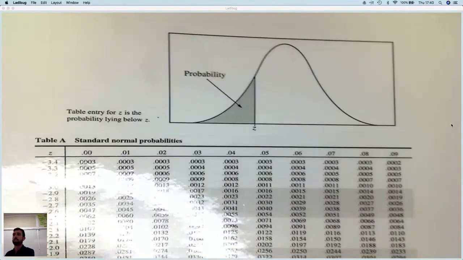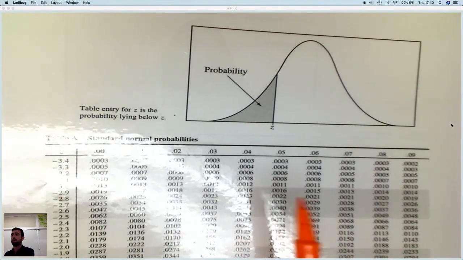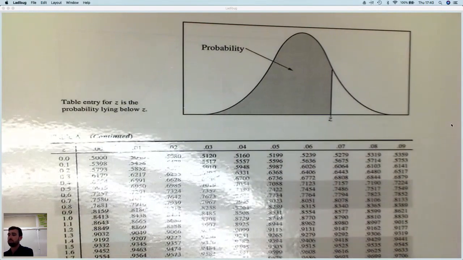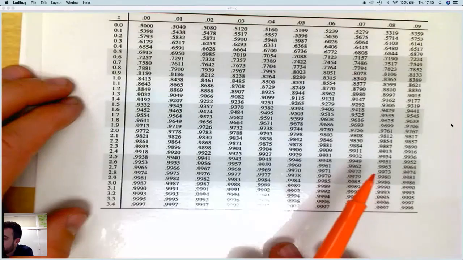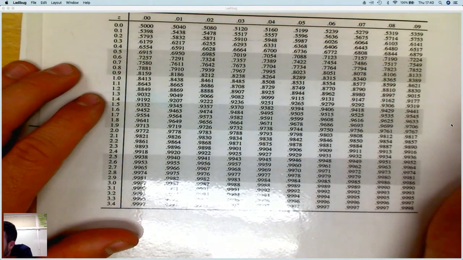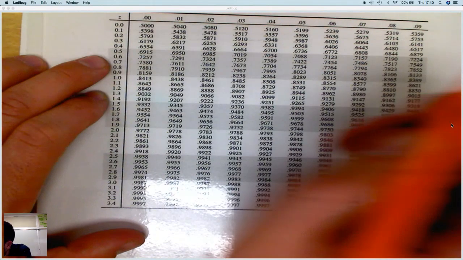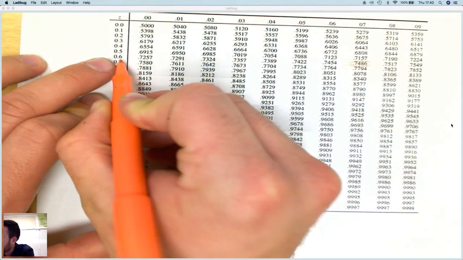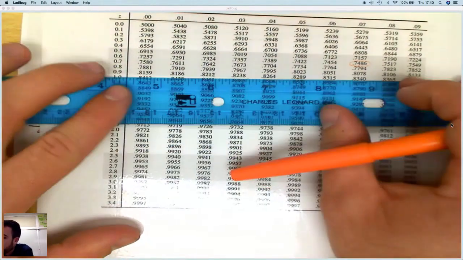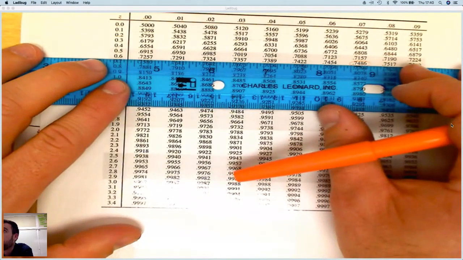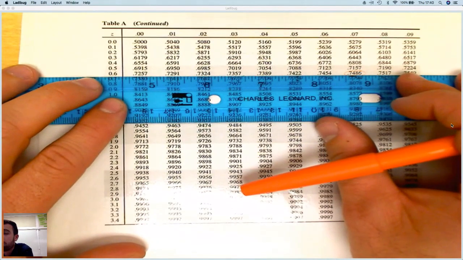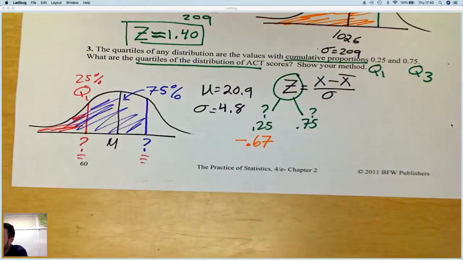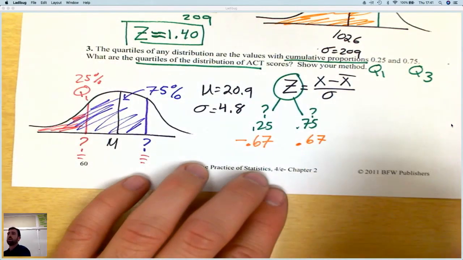Now let's find the 75th percentile. Again, we know the 75th percentile is not going to be below the average, but above the average. So I'm going to look, 75th percentile, it's going to be right there. Ooh, what do you notice? It's positive 0.67. Very interesting. Positive 0.67.